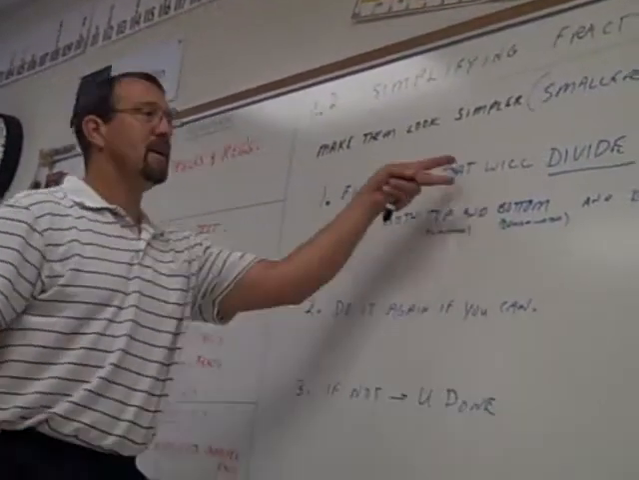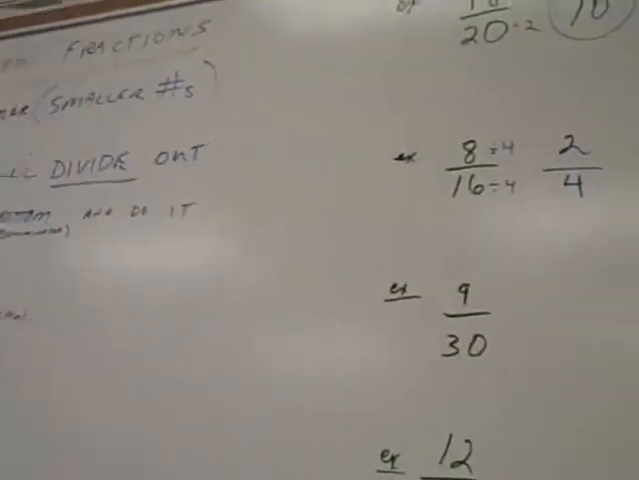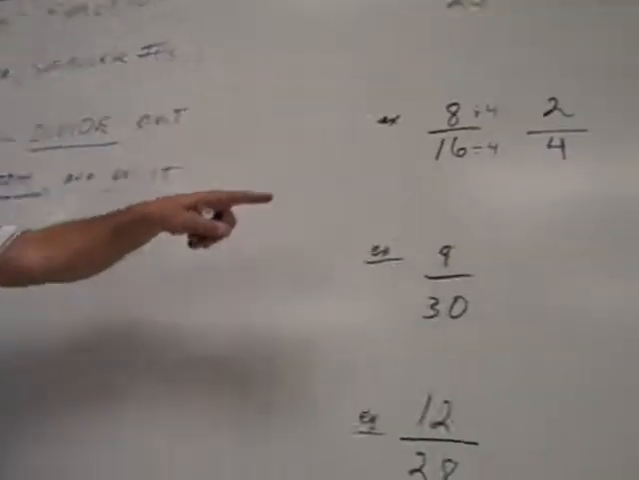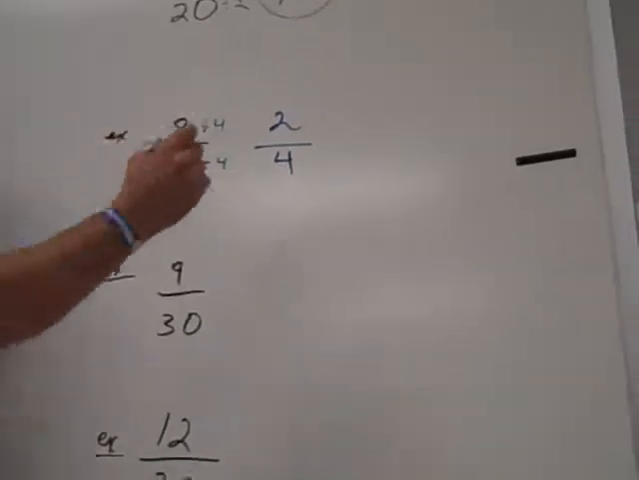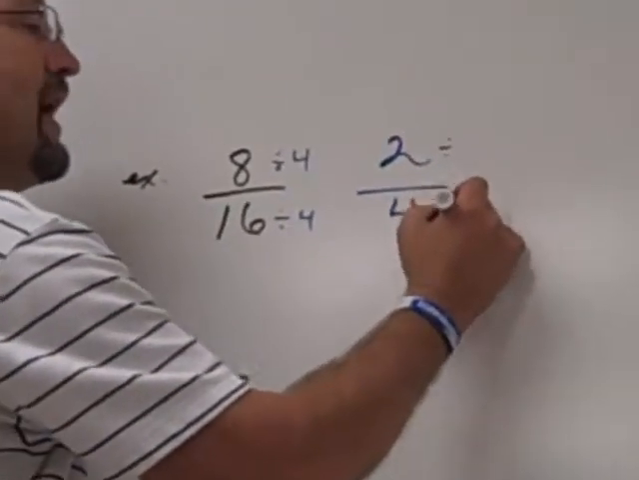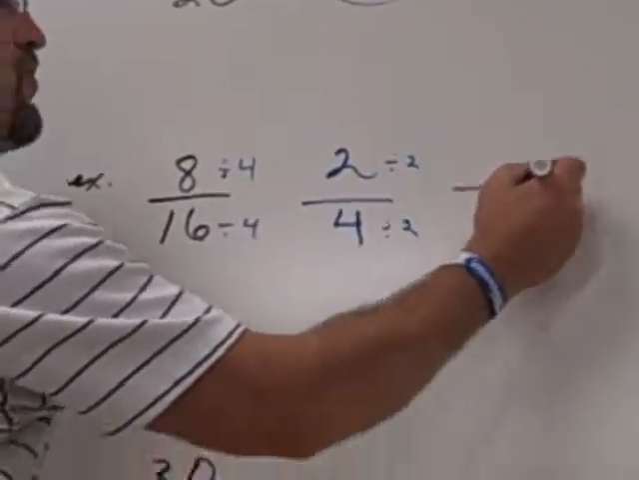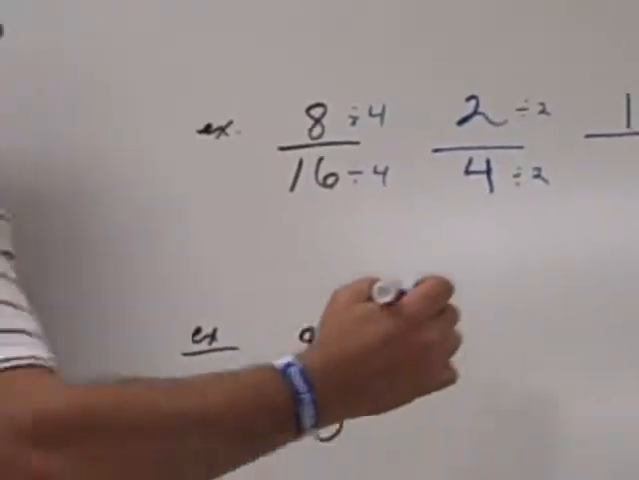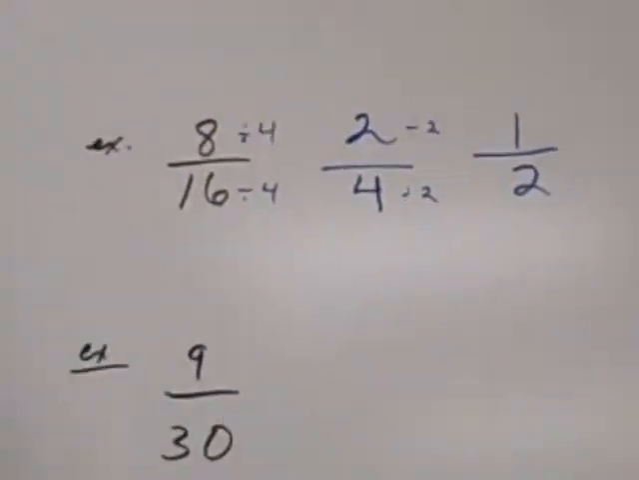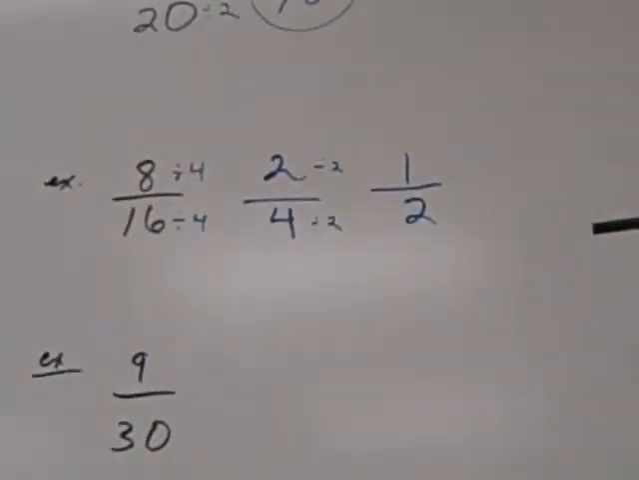I divided a number out of both the top and the bottom. Now do it again if you can. Can we divide something out again? By 2. So do it again. Divide by 2 this time. 2 divided by 2 is 1. 4 divided by 2 is 2.